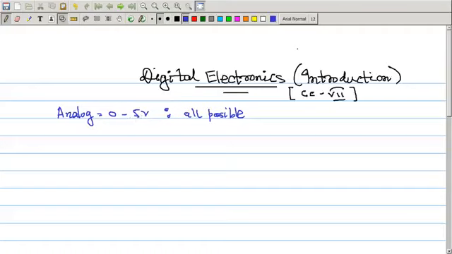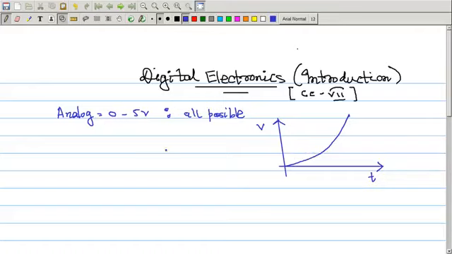All values are possible. And if somebody asks you to plot all these values, whatever you get over here is something like this. That is, all possible values are there for any analog signal. Suppose this one is my voltage and this one is the time. Suppose the voltage is increasing with time, and you can find all possible values at all possible times. So this is what we mean by an analog voltage.